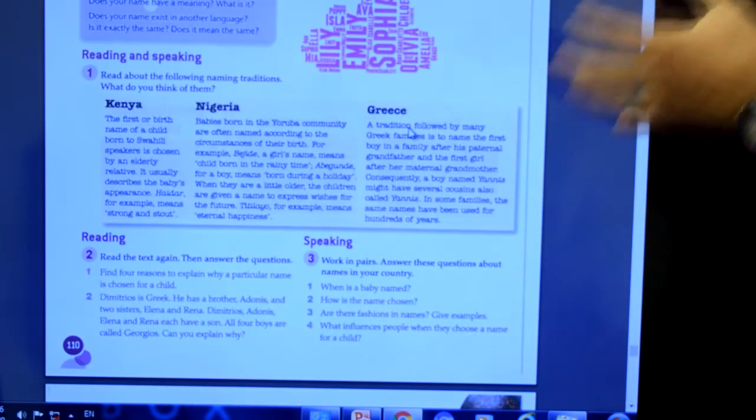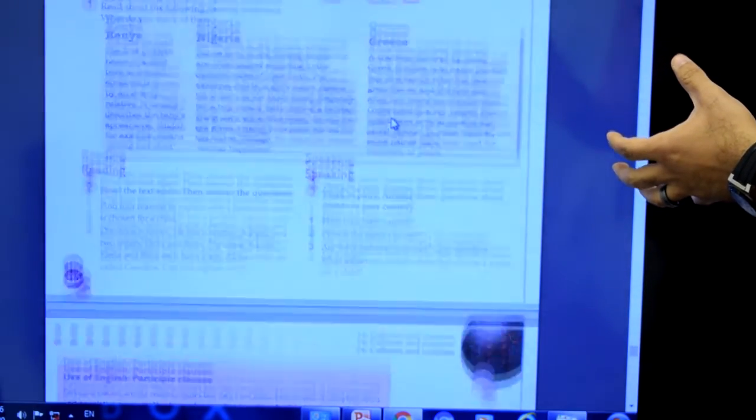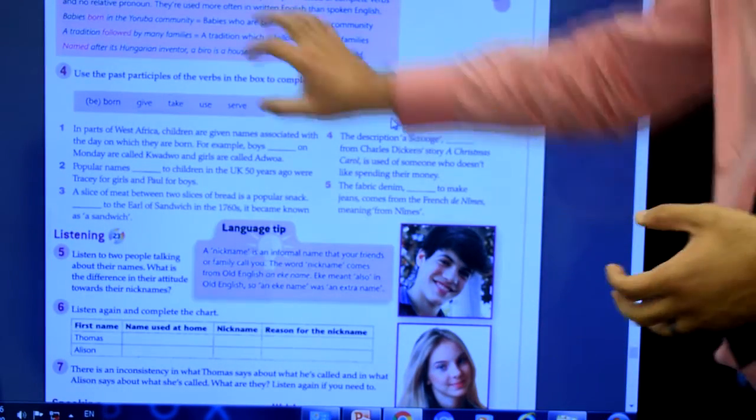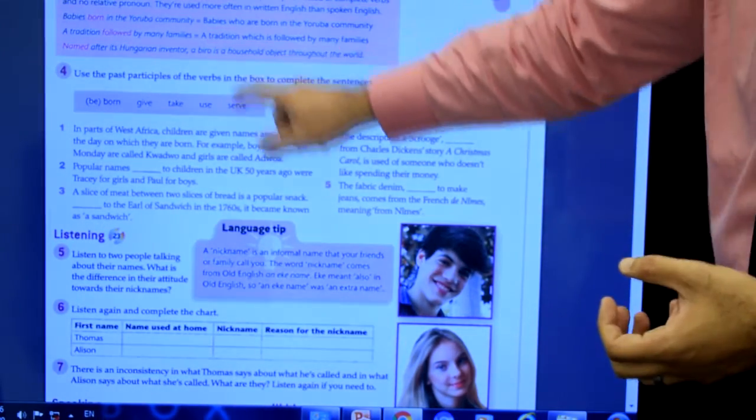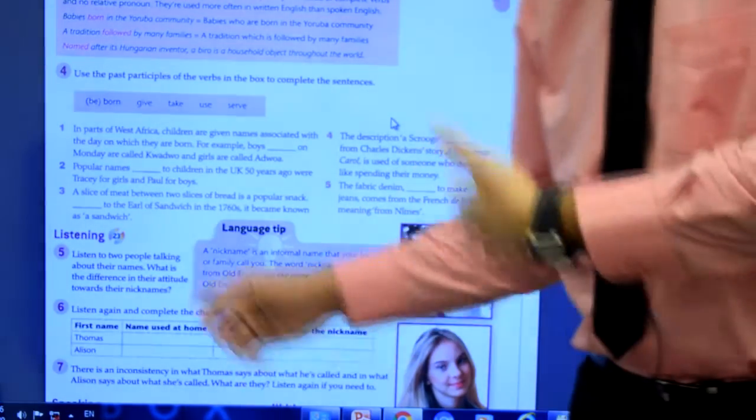Okay, so this was all for the reading part and the vocab related to it. Before I get down to the use of English, I'd take you to the listening part because it has to do with the names thing.